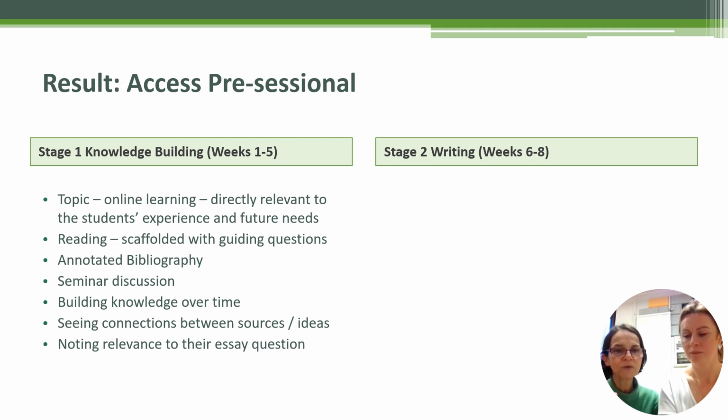We're heavily involving them in the first 5 weeks, engaging students in the reading process and scaffolding the reading with guiding questions so that they can build their understanding of theory around online learning. They create an annotated bibliography which helps them to process what they're reading. They then come to seminar discussions and discuss what they have read in relation to their annotated bibliography.